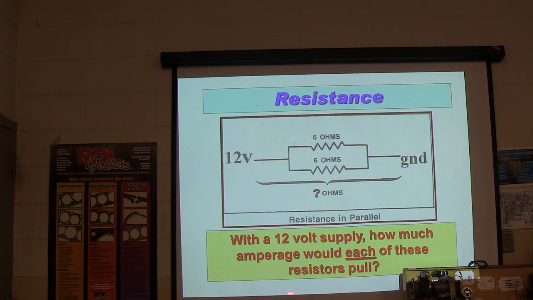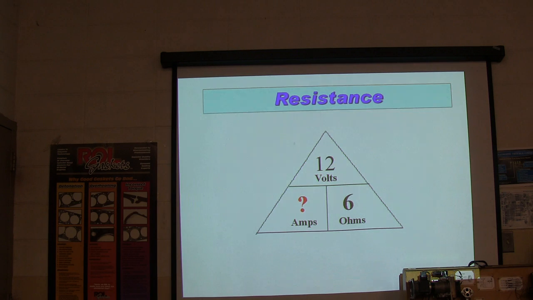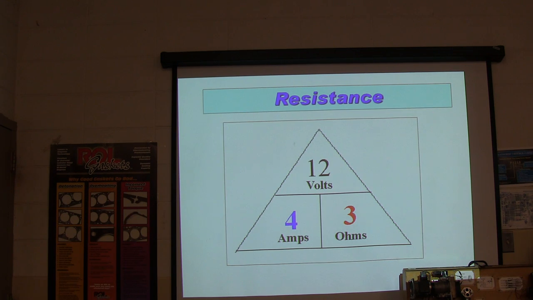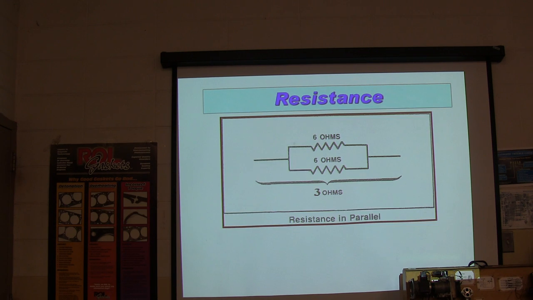But with a 12 volt supply, how much amperage would each of these pull? How many amps is that going to pull? 2. All right, so each 6 ohm resistor will pull 2, and 2 plus 2 equals 4. So this is going to pull twice as much as it would if it only had one 6 ohm resistor. If the total circuit pulls 4 amps, how many ohms of resistance would the total circuit have based on a 12 volt supply? 3. See that? So you could use your amps to figure out what your ohms is.